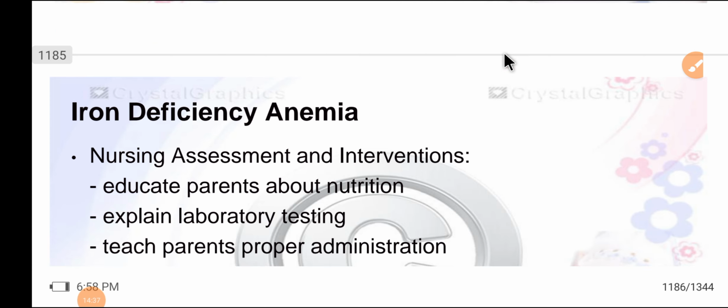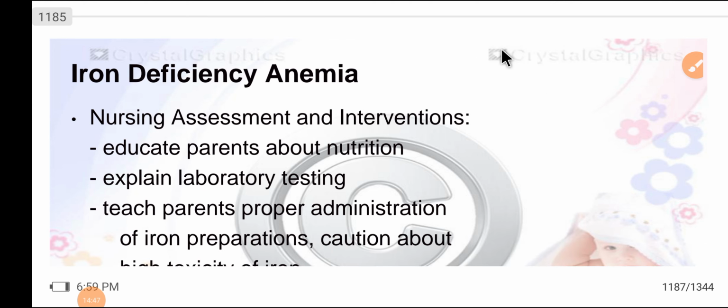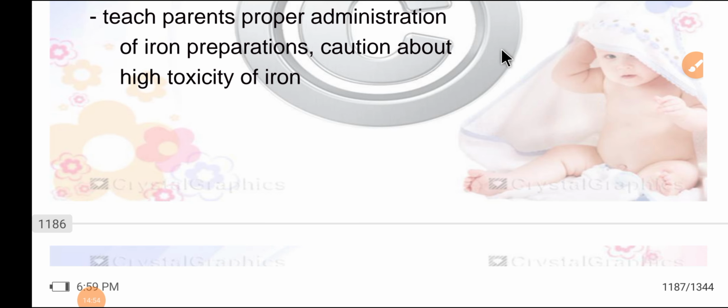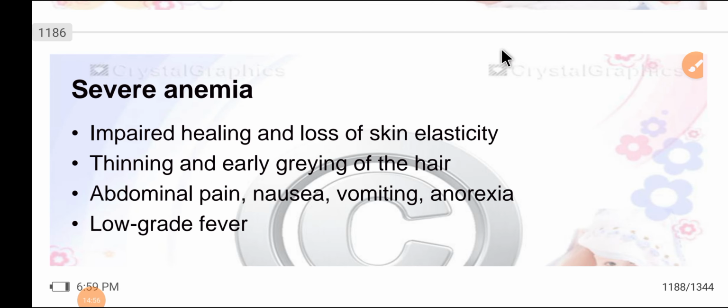Iron deficiency anemia. Nursing assessment and interventions: educate parents about nutrition, explain laboratory testing, teach parents proper administration of iron preparation, caution about high toxicity of iron. Severe anemia: impaired healing and loss of skin elasticity, thinning and early graying of the hair, abdominal pain, nausea, vomiting, anorexia, low-grade fever.